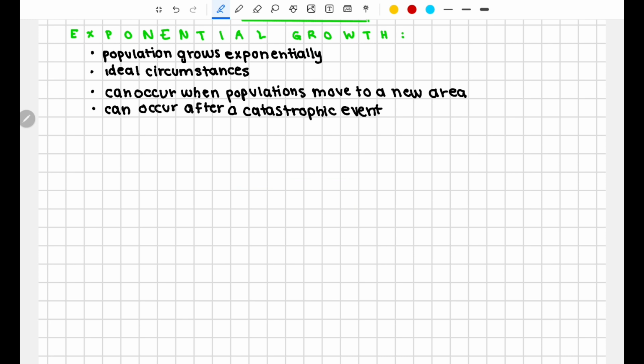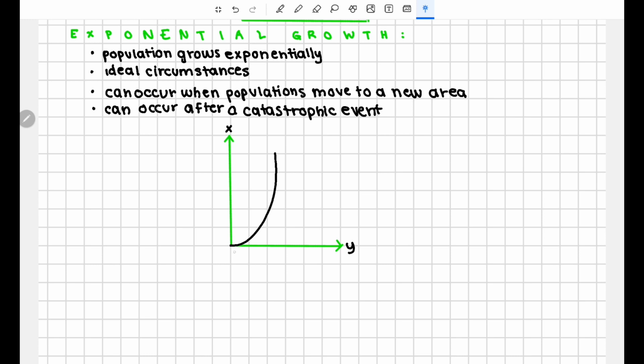Now that we have a good understanding of exponential growth, let's talk about its graph. Exponential growth results in what we call a J graph, mostly because if we look at this graph right here, it kind of looks like a J. It starts off a little bit more constant and then it starts to curve up until it becomes pretty straight. Now let's analyze this graph a little bit more.